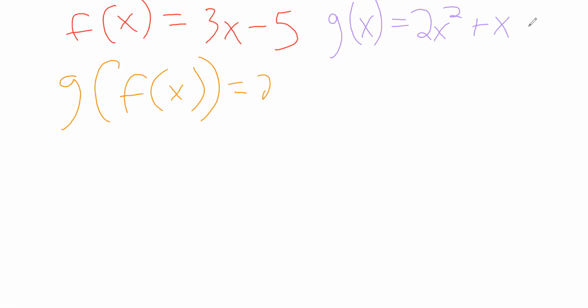So it's going to be 2 times not x squared. Now we're going to put this 3x minus 5 in for x. And again, putting it in parentheses is very smart. And then it's being squared. So 2 some business squared, just like this was 2x squared. Plus, well, here's x again. So now we need to put the 3x minus 5.